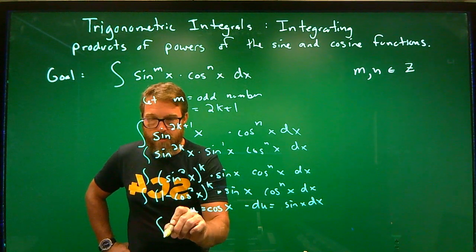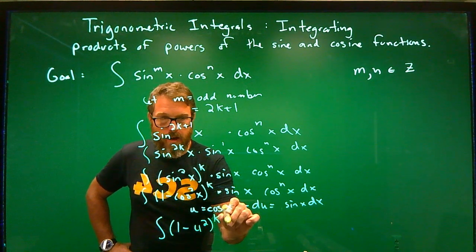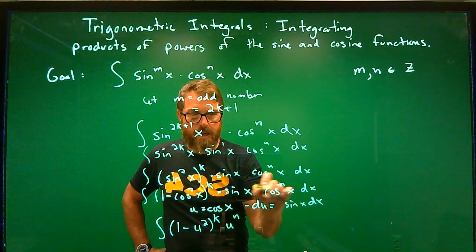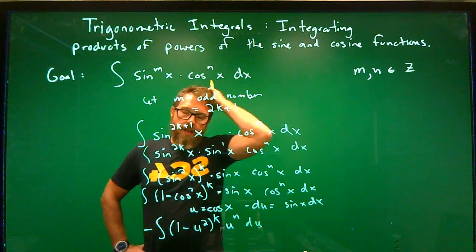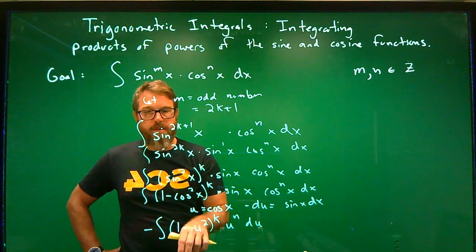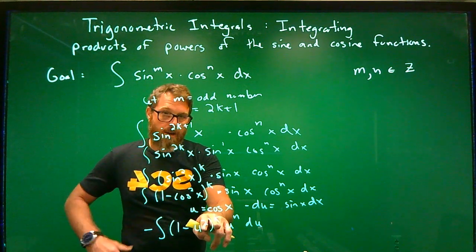So this would be the integral of 1 minus u squared to the k power, times u to the n power, and then the sine of x dx becomes a negative du. Now I'm not going to finish off the integral of this generalized thing, because this 1 minus u squared to the k power depends on k for how big this thing is.